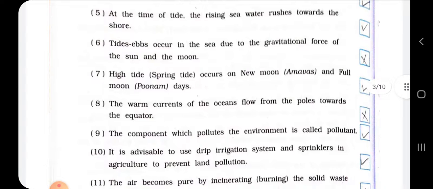Wrong. High tide, spring tide, occurs on new moon, Amavas, and full moon, Poonam, days.